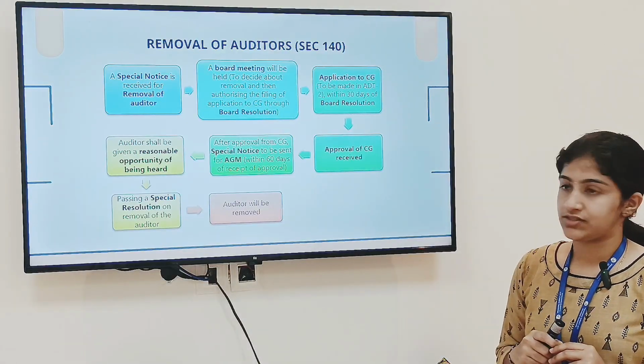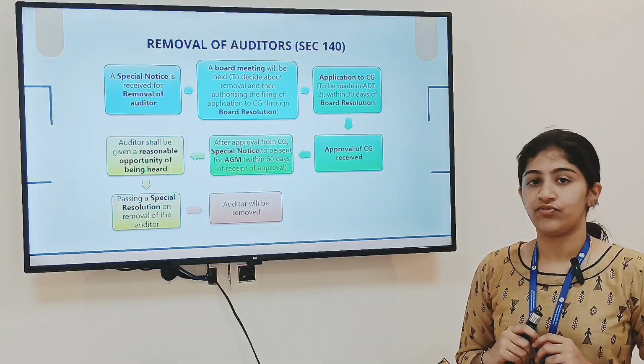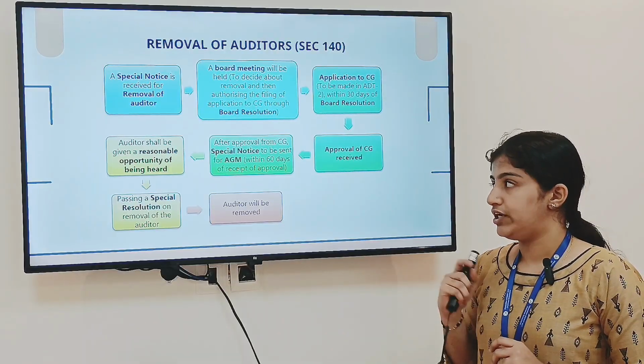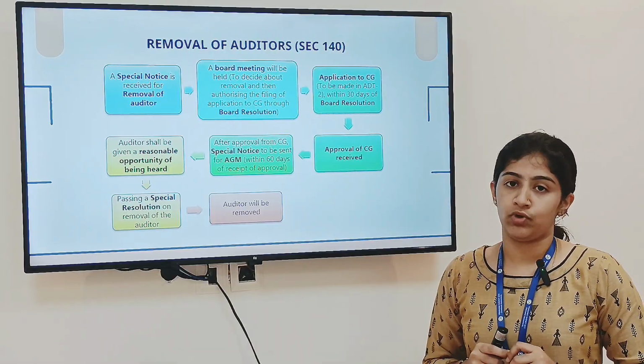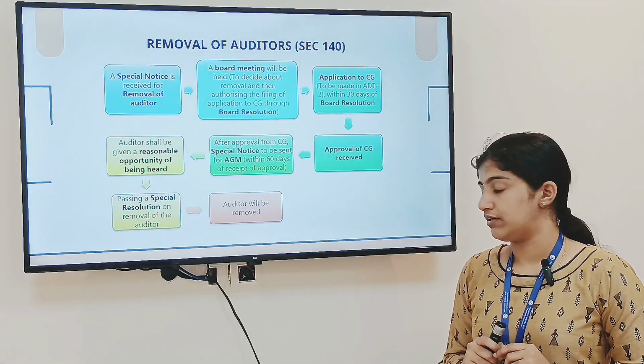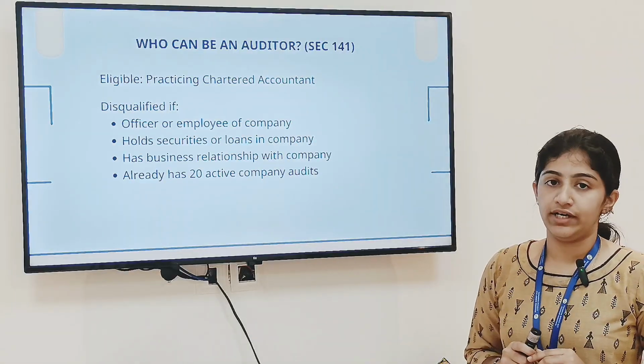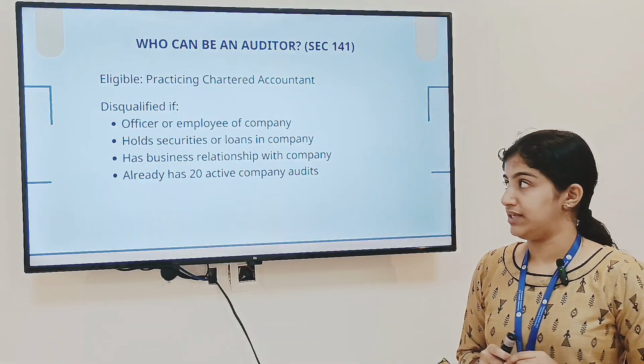After approval from the central government, special notice to be sent for the AGM within 60 days of receipt of approval from the central government. Auditor shall be given a reasonable opportunity of being heard. Next, passing a special resolution on removal of the auditor. Auditor will be removed.